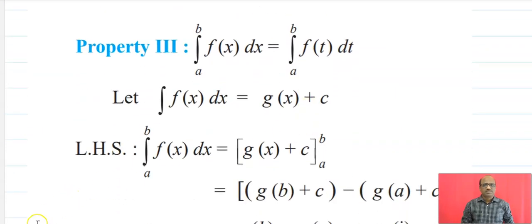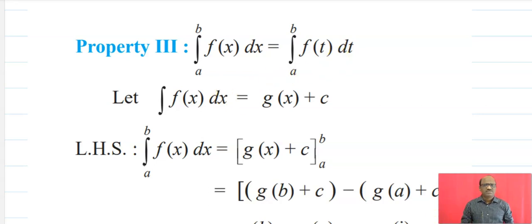Now we see the next property, number 3. If you see this property, the integral a to b f of x dx is equal to integral a to b f of t dt. The function is same, limits are same, but only the variable changes. If we change the variable, then it doesn't change the value of that definite integral. Whichever variable we take is fine; the function is the same, the limits are the same, so its value remains constant.